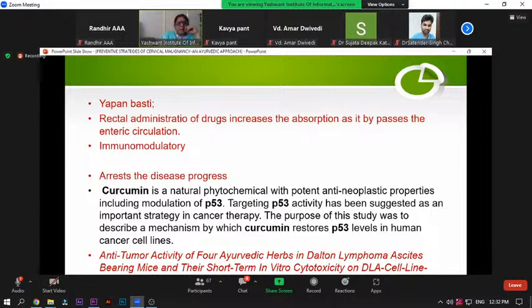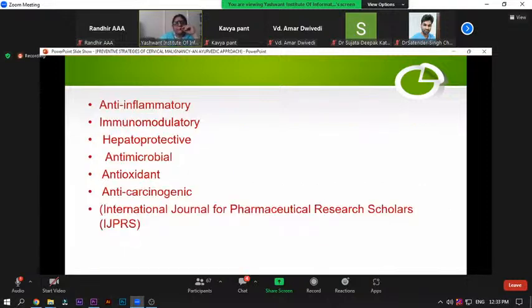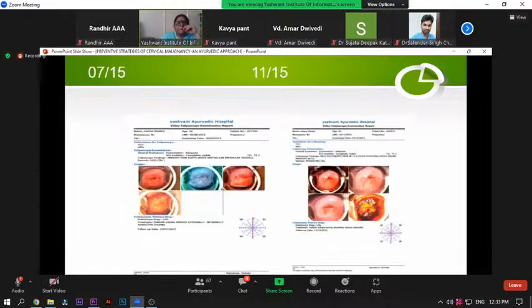one research group, whose publication you can see, on mice, with short-term in vitro cytotoxicity on DLA cells. This has been quite encouraging activity of curcumin, because it has potential anti-inflammatory, immunomodulatory, hepatoprotective, antimicrobial, antioxidant, and anti-carcinogenic properties. You can also see the publication in IJPRS.